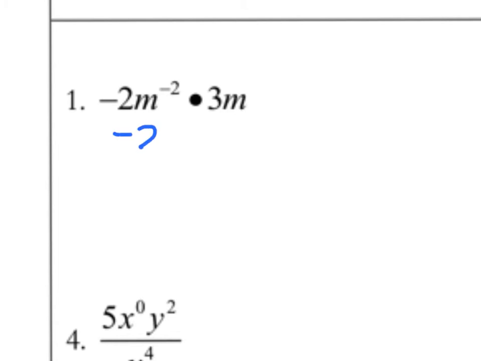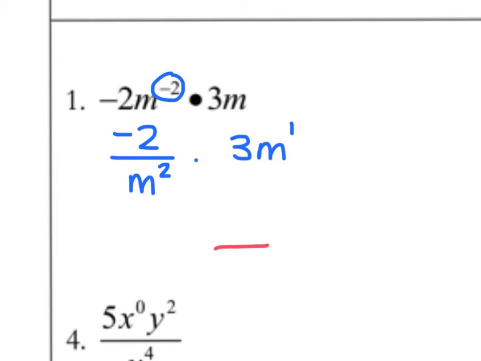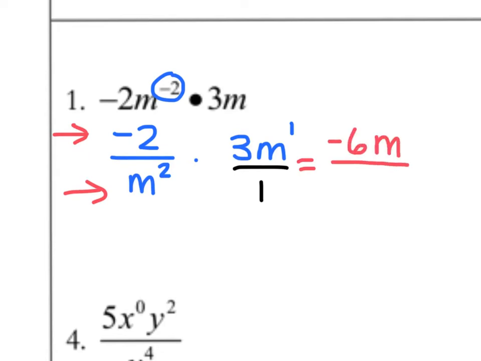This is going to be -2 over m squared. Okay? Negative exponent, you got to move it down. Times 3m to the 1st. All right, so now, technically this is like over 1. So now I'm just going to multiply straight across the top, straight across the bottom. -2 times 3 is -6m over m squared. Not quite done, because I can reduce the m's.